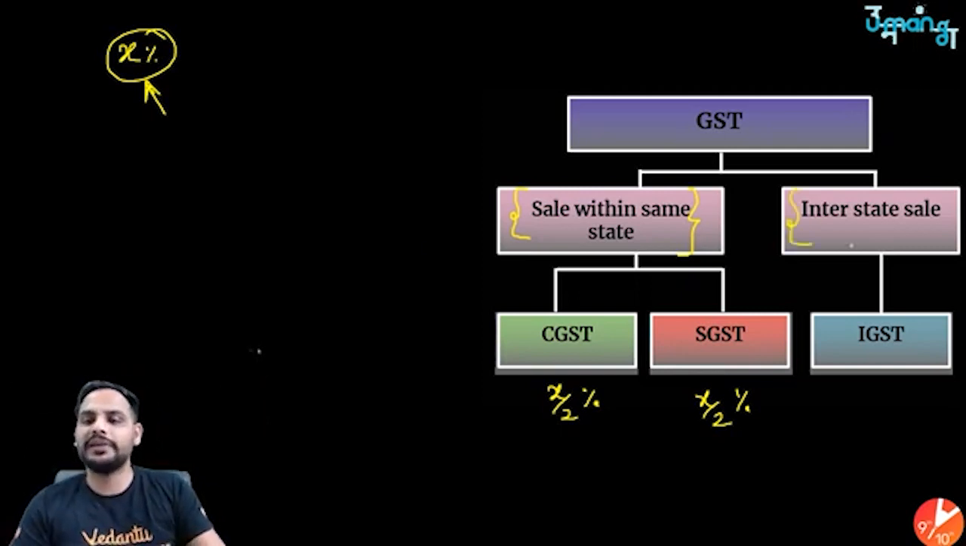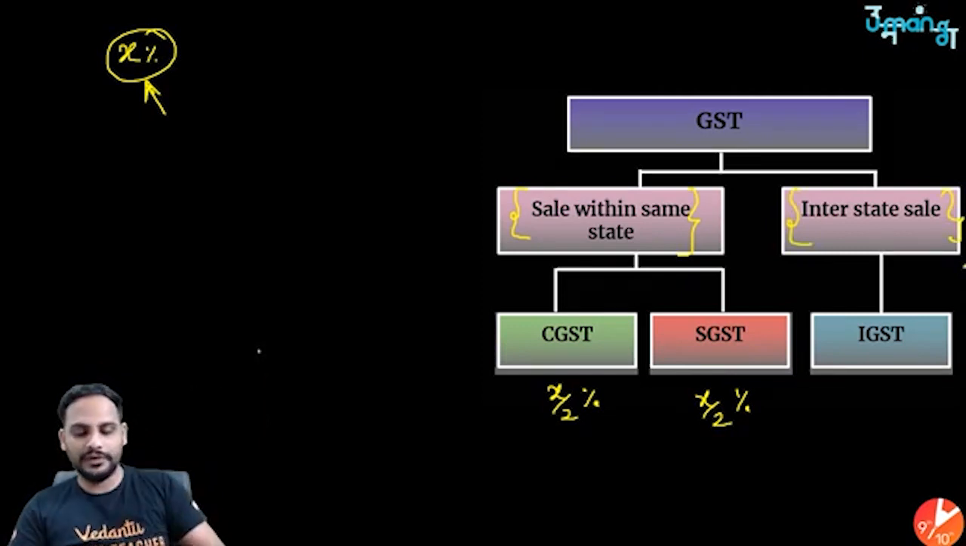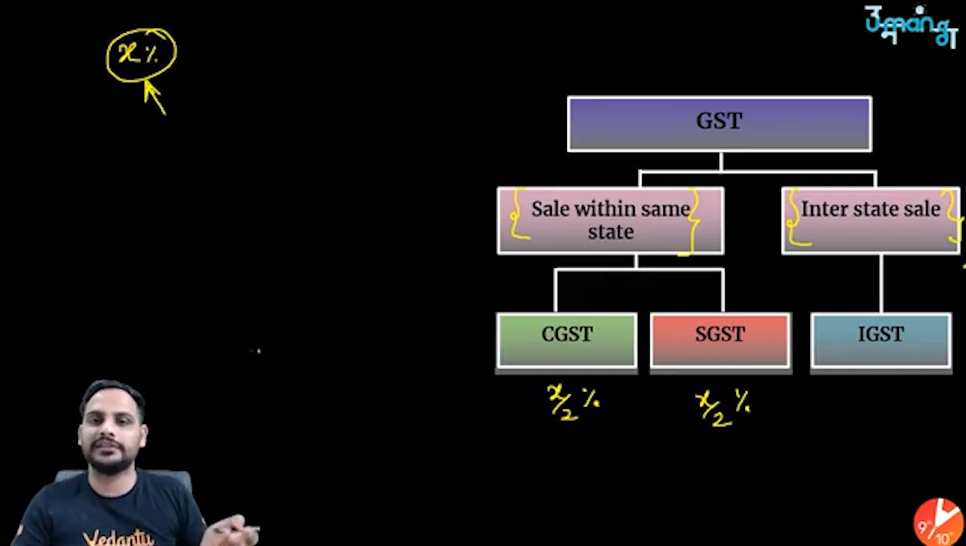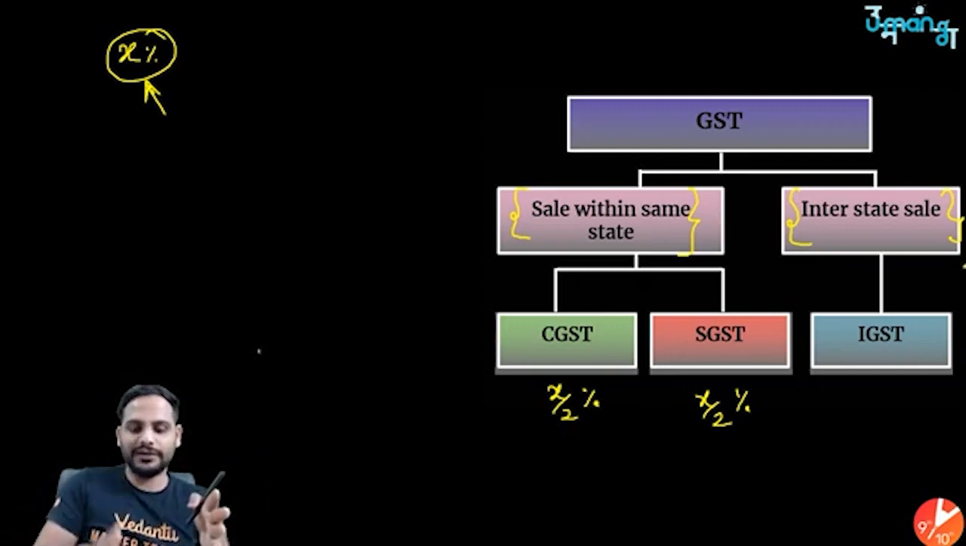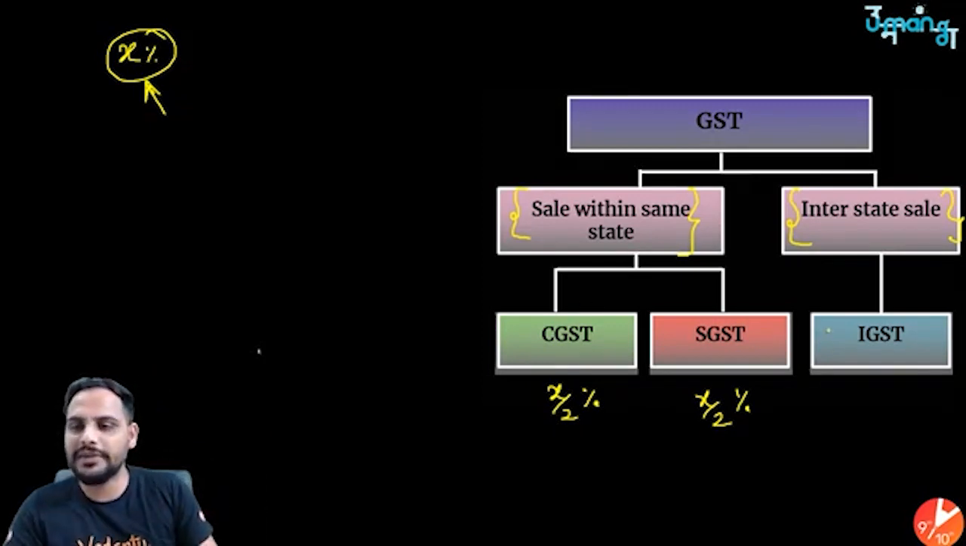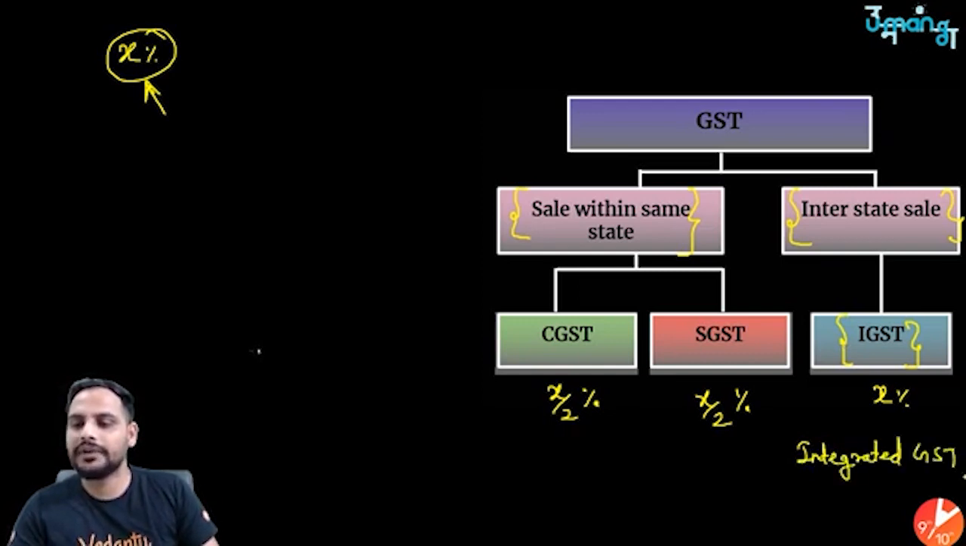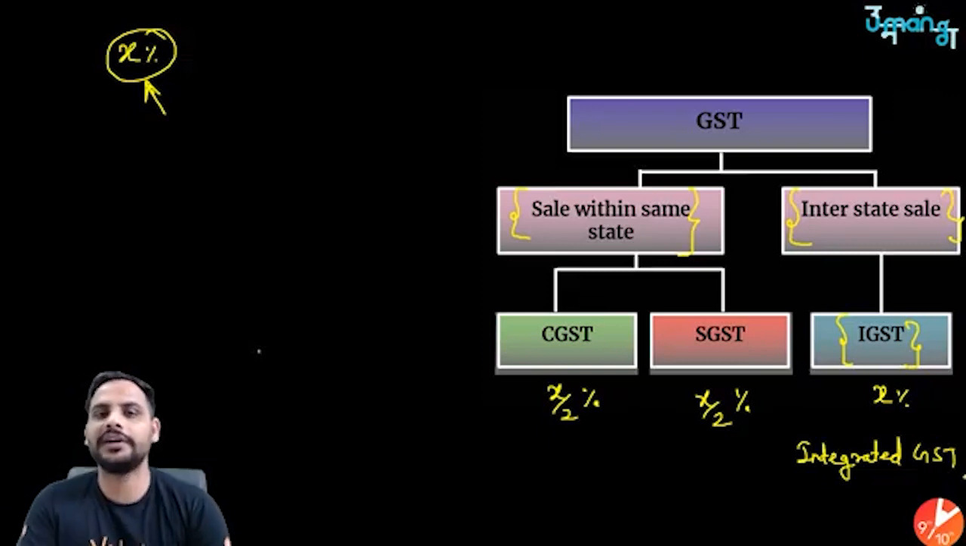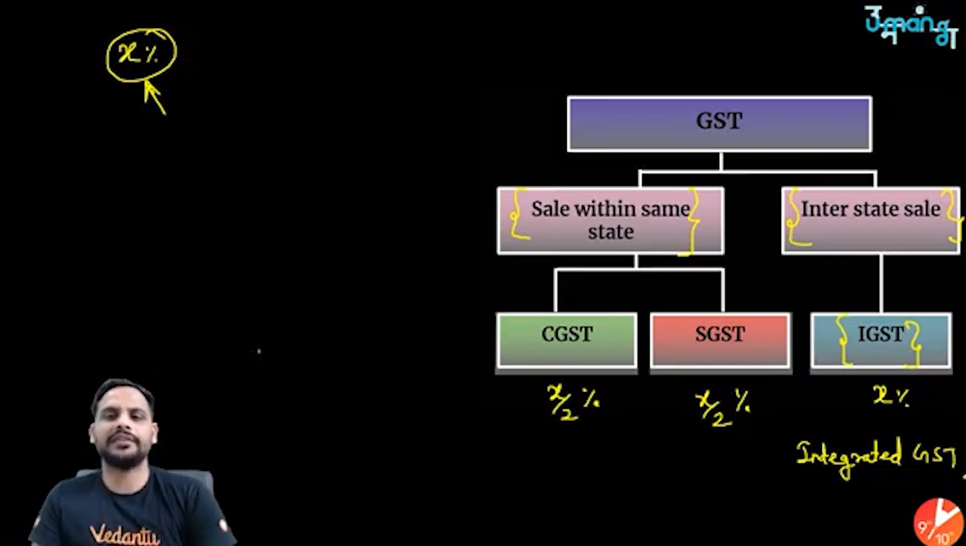But when the business is done between states, suppose from Karnataka to Rajasthan, I am preparing something in Karnataka and selling it in Rajasthan, so I am doing interstate business. In that case, where will you give this GST? Will you give it to the Karnataka government or the Rajasthan government? To avoid that confusion, it will come under IGST. The whole X percentage will go under IGST, that is integrated GST. It will go to the central government, and later the central government will distribute it according to the needs of the states. Got it?